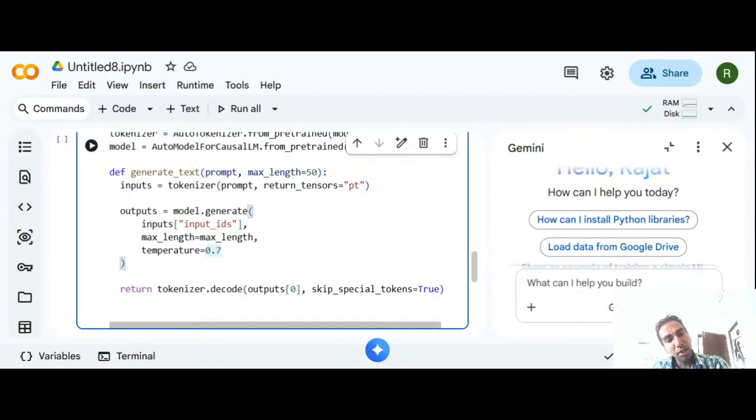So temperature, top K and top P are used together, right? Temperature symbolizes entropy. What is entropy? Anybody remembers? Yes, randomness. So if temperature is high, randomness will be high, but the advantage is that creativity will also be high. If temperature is less, then randomness is less, which means more accuracy, but it will be very boring.